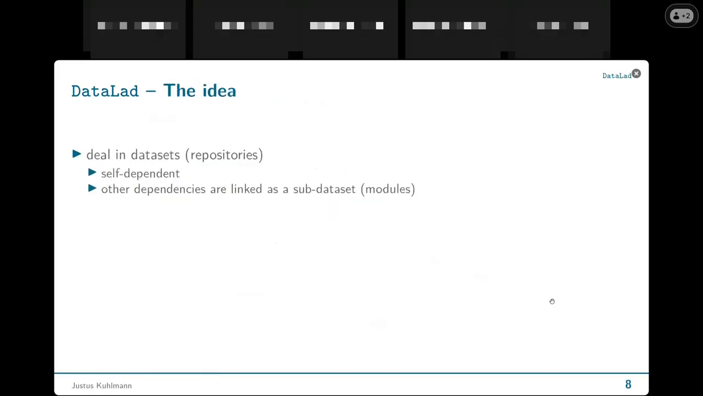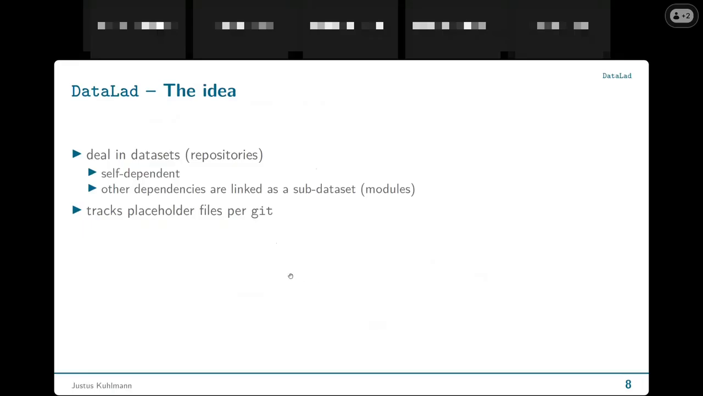If we go to the next slide, I wanted to just scribble down basically a few ideas of DataLad. So the basic idea is that you deal in data sets. For the people who are already familiar with Git, this is, in the end, just a Git repository, right? And the idea here is that, as projects in Git, they are also self-contained, basically. And if you need external dependencies, you can link them as a sub-data set. So again, for the Git people, this is, in the end, just submodules, basically, if you want to view it on a technical level.